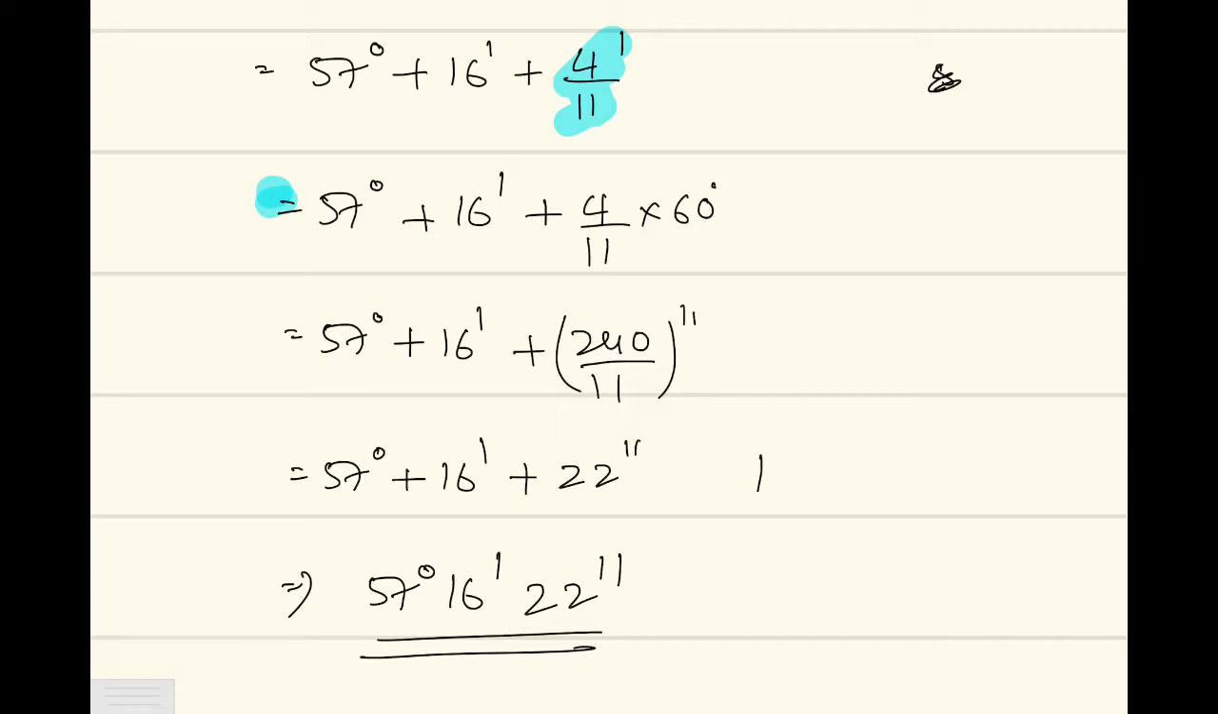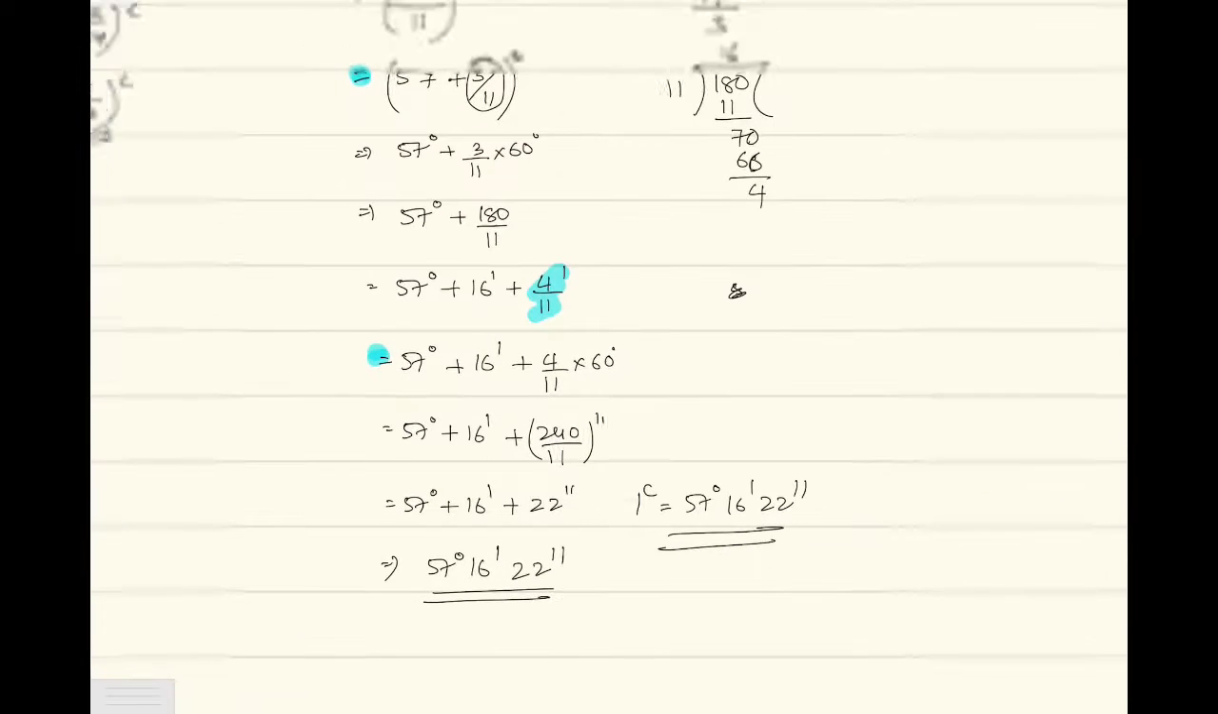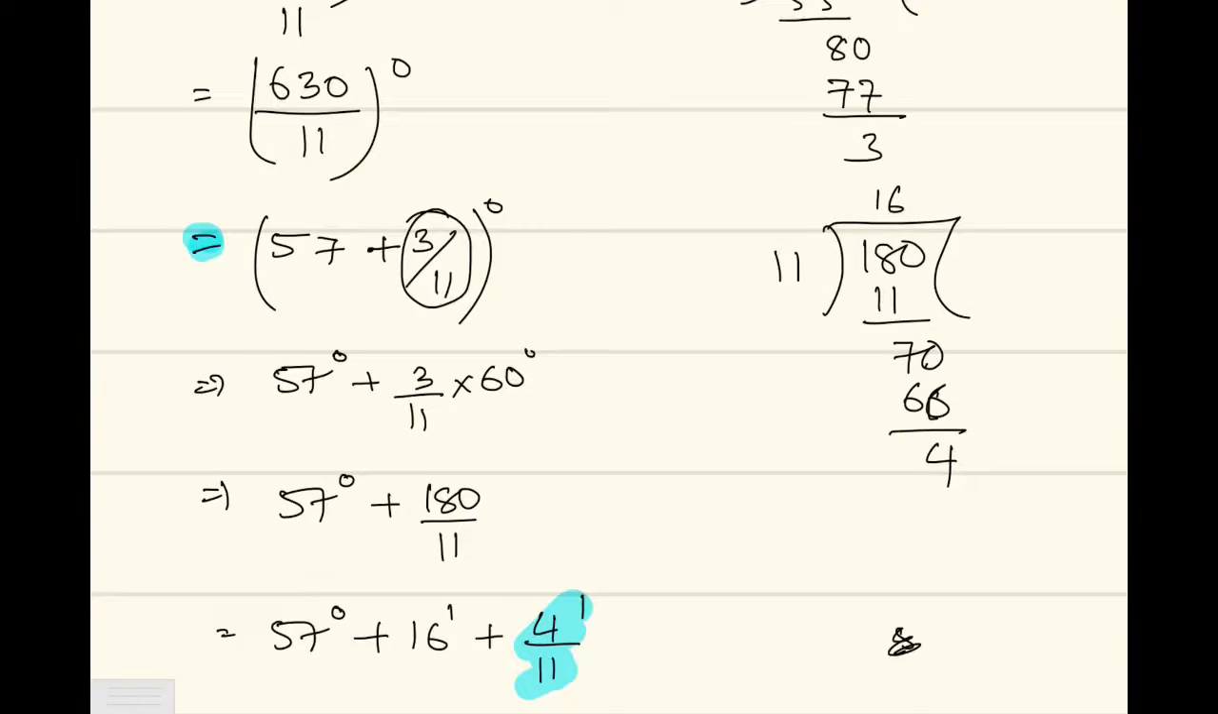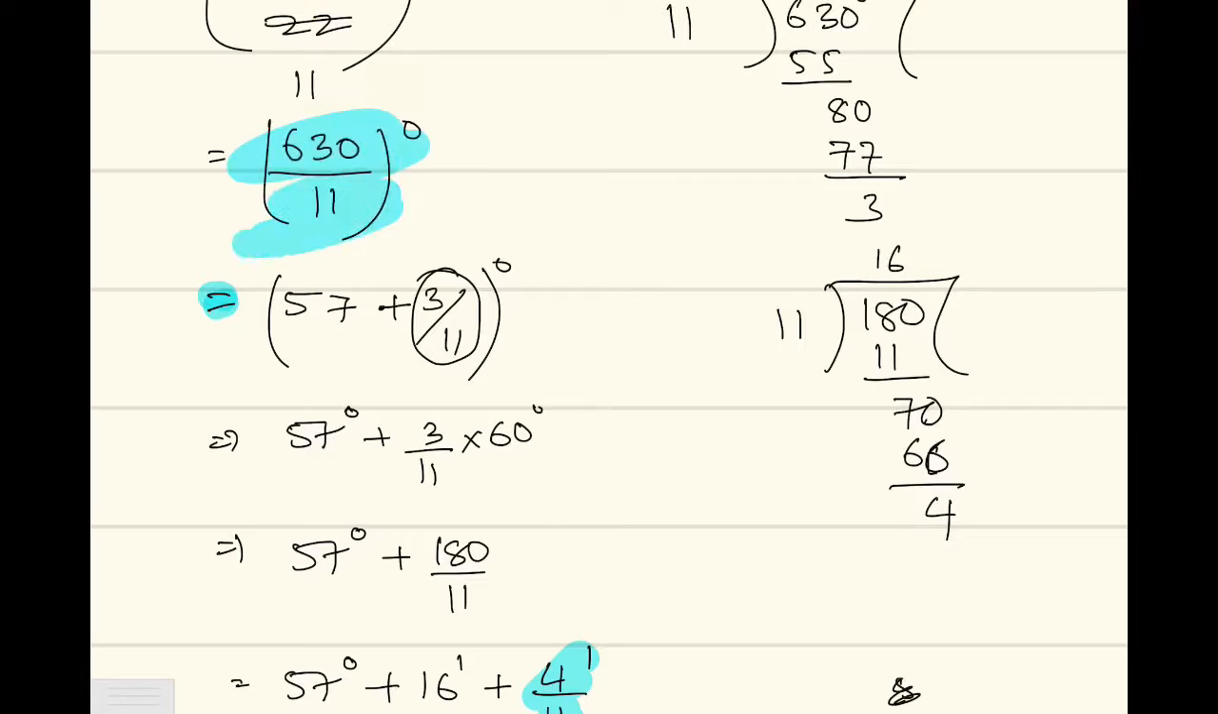So that's how much 1 radian equals to. So 1 radian equals 57 degrees 16 minutes and 22 seconds. So that would be the answer. Did you understand what I did? The answer, actually, we already got right here. We've already converted to degrees.